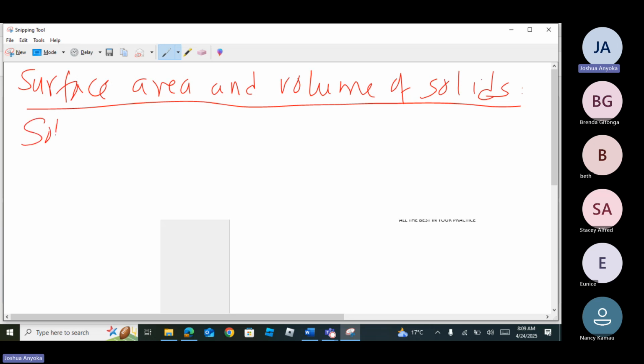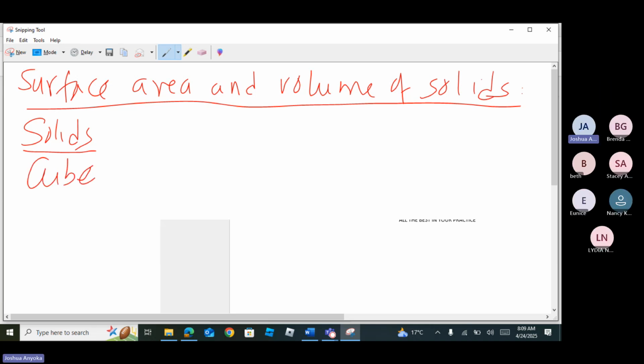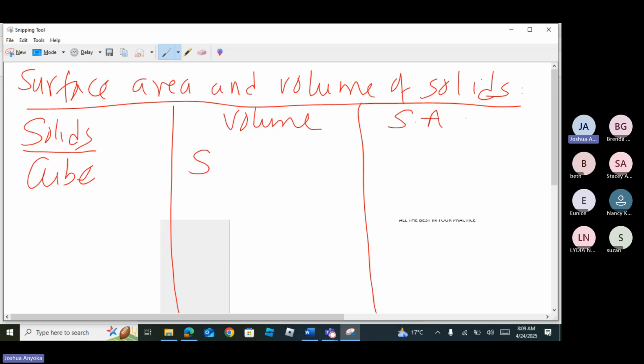So what are the common solids that we discussed here? The first one is a cube. For a cube, we have a formula for volume and a formula for surface area. For volume, a cube is side times side times side. For surface area, it is 6 times side times side, because the cube has 6 faces and they are all equal.